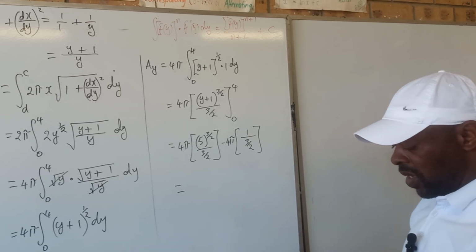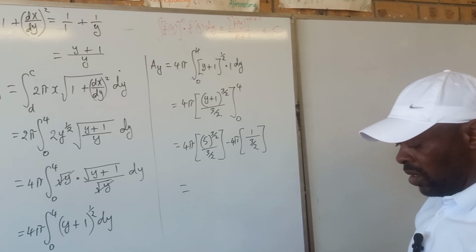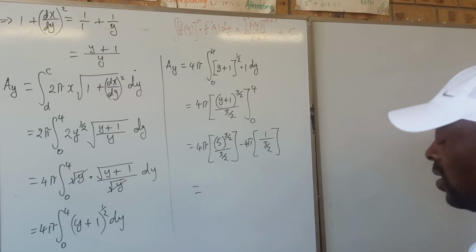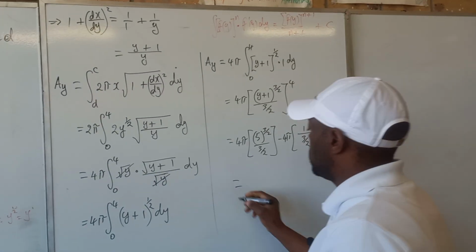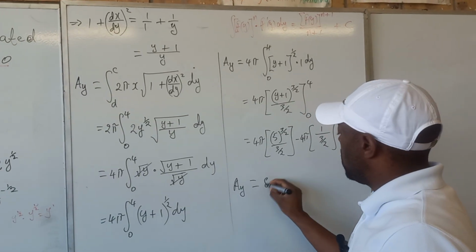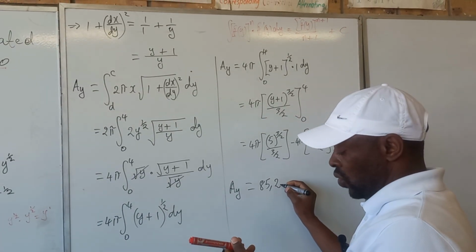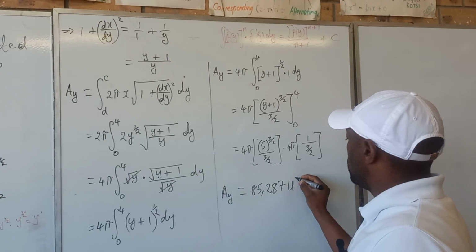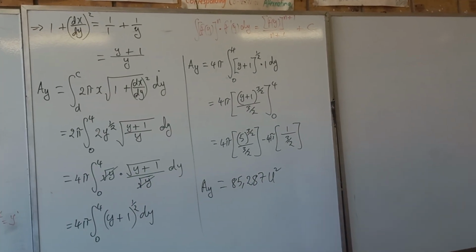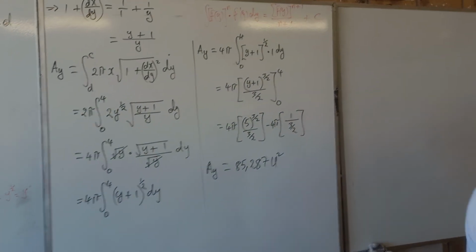6.786. Then I will multiply my answer by 4 pi. And that gives me 85.287. So guys, that's how simple it is for our surface area. We get 85.287 unit square. So this was a short one. And thank you very much, because we've come to the end of that problem.